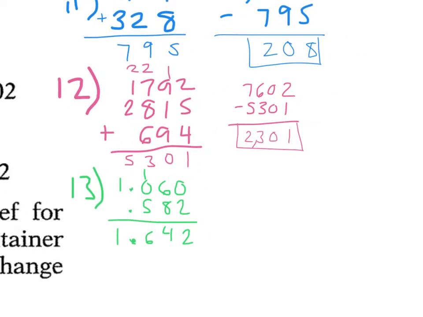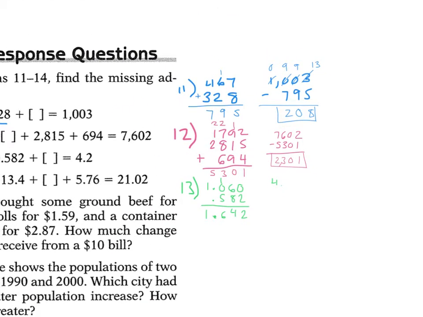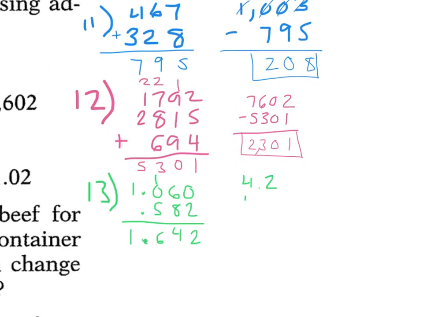And now we need to subtract this from 4.2. So 4.2 minus 1.642. Now I just need to add 2 zeros there so everything is in line. So 0 minus 2, we can't do that. So we need to make this a 10. So we're borrowing from here, and this one becomes a 9, and this becomes a 1. The 1 is smaller than 6, so we're going to need to borrow again from here, so this one becomes a 3. And now we subtract.